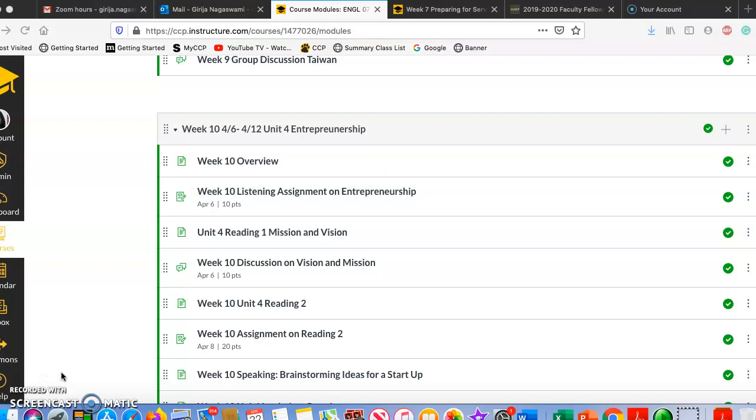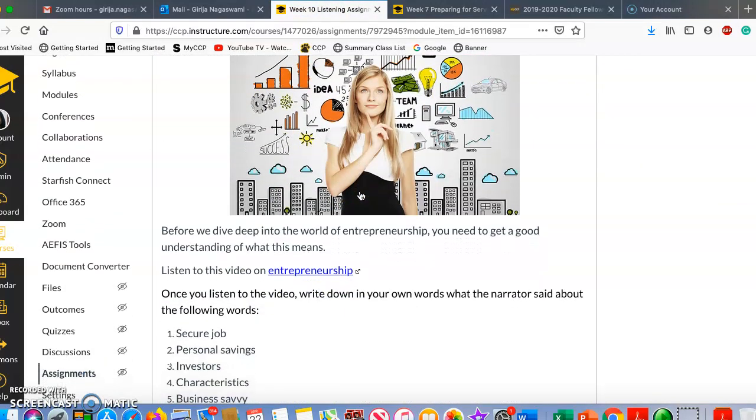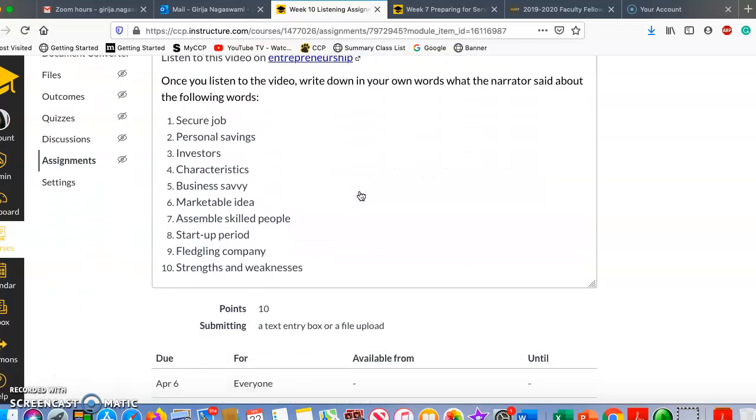We also felt that it is important for them to do some practical application of the skills they learn in the class. So before they get to their final assignment, we introduce them to concepts of what is entrepreneurship. They listen to a video on entrepreneurship, and we ask them to be familiar with words such as business savvy, marketable idea, startup, and so on and so forth.